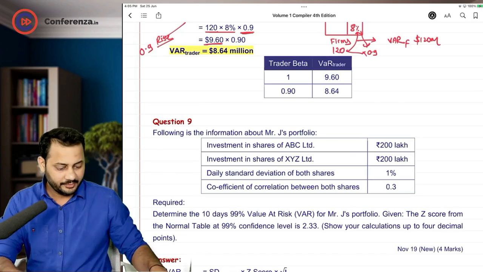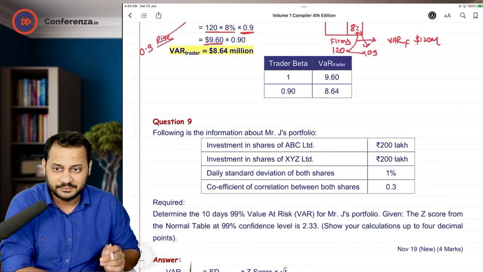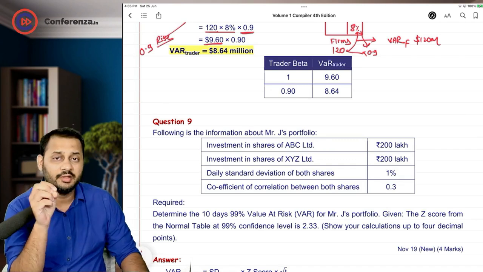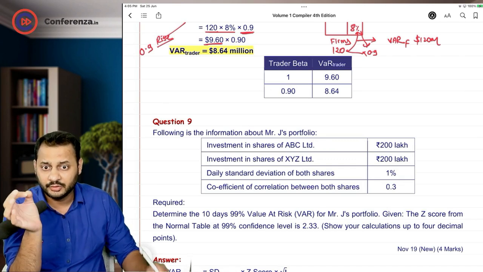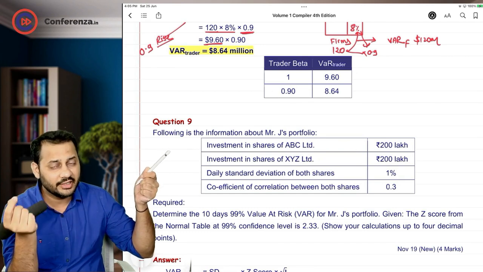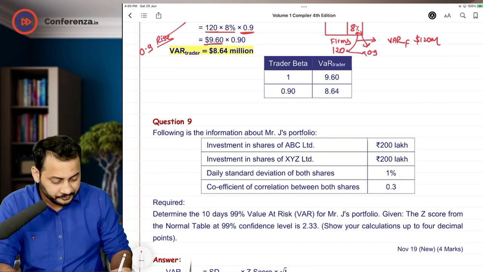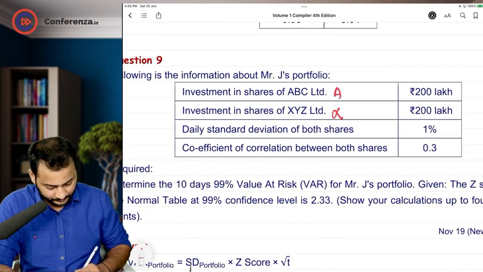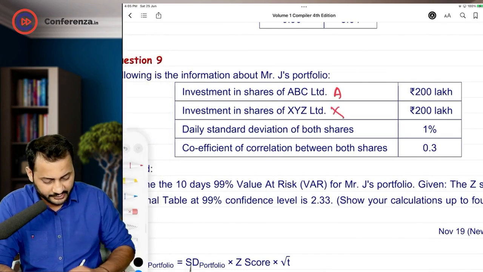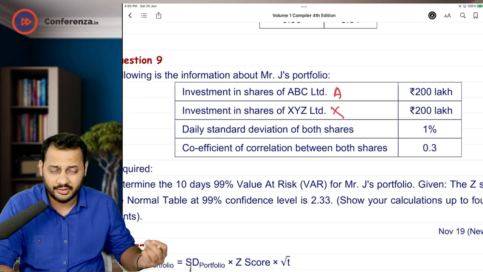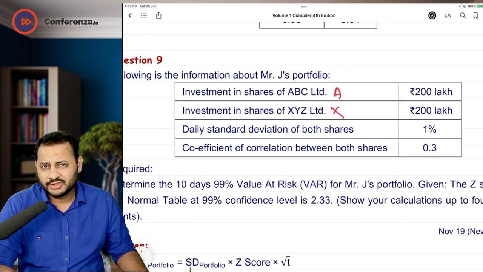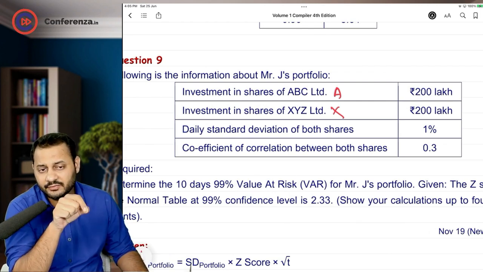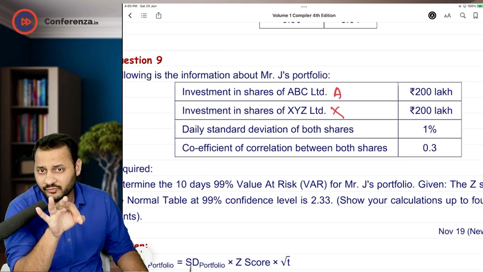Okay, so welcome back after the break. This is going to be question number 9. Have a look on this. Following is the information about Mr. J's portfolio. Mr. J has created a portfolio and he has invested in shares of ABC Limited and XYZ Limited. So we will call them A and X. You can clearly see that Mr. J has invested equal amount in both the shares ABC and XYZ, 200 lakhs and 200 lakhs. The total is 400 lakhs.